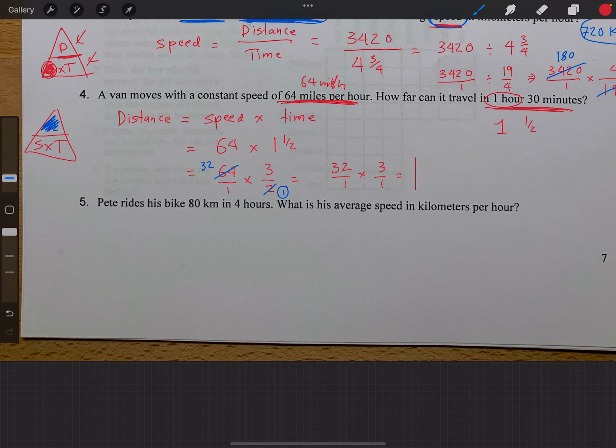I'm not going to write it down. You can figure that out. So do that, and the answer will be how far. So that will be in miles. The number will be in miles, because here it says 64 miles an hour. That means we're dealing with miles.